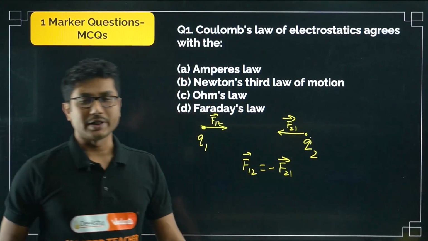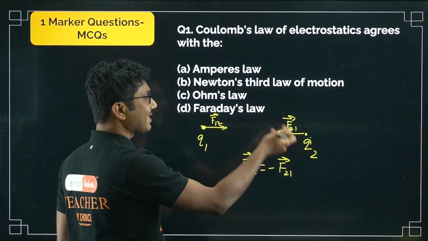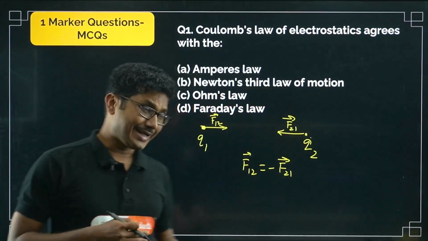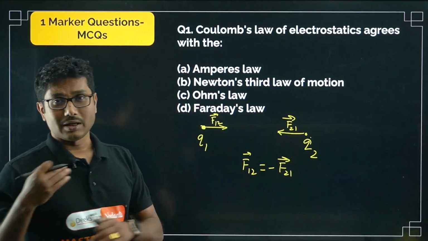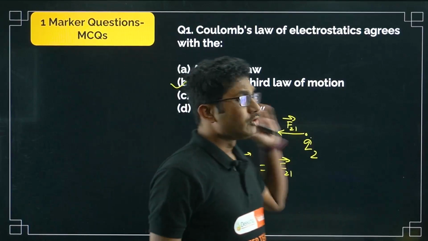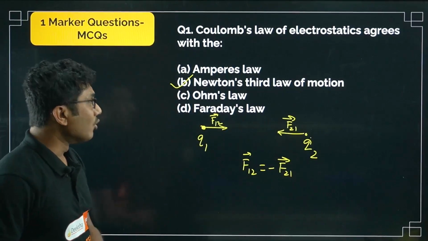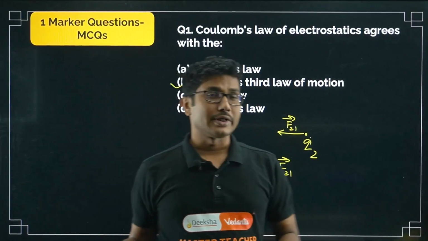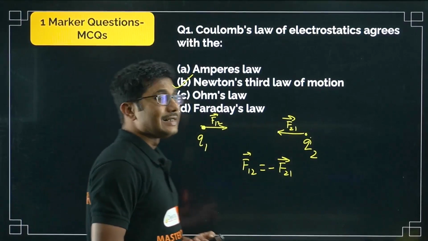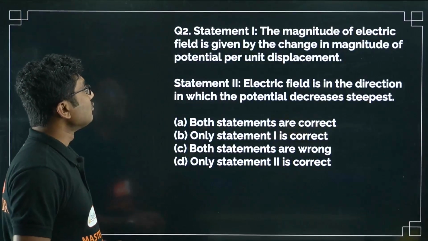So forces are equal and opposite, and every action has an equal and opposite reaction. If you consider this the action, the other one is the reaction. Definitely there is no differentiation between action and reaction, but obviously you can say if there is an action there will be a reaction. So according to Newton's third law of motion, Coulomb's law definitely agrees with Newton's third law of motion. Ohm's law is based on current, which is moving charges, no relation with static charges. Faraday's law is about electromagnetic induction, no relationship between Coulomb's law and Faraday's law. Now let's move on to the next question.